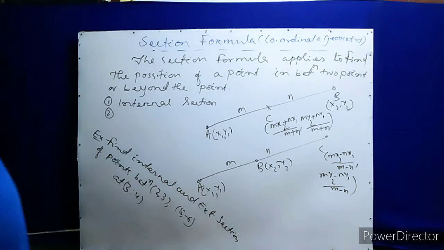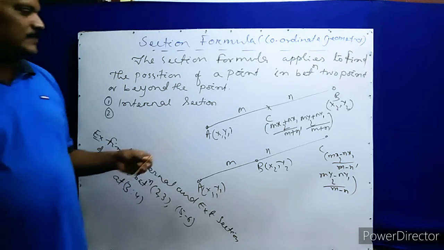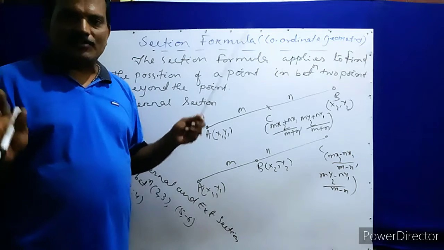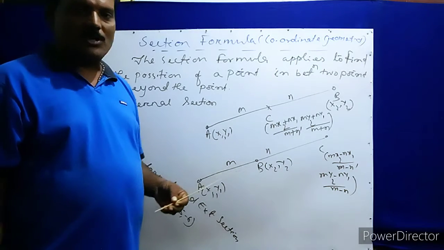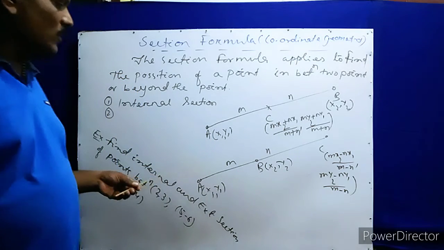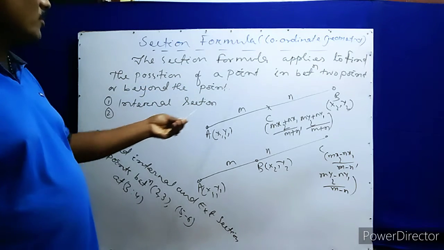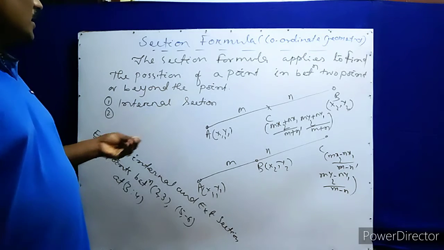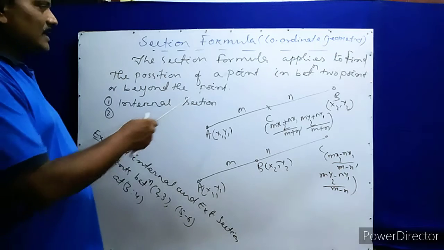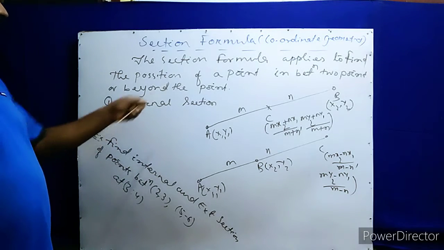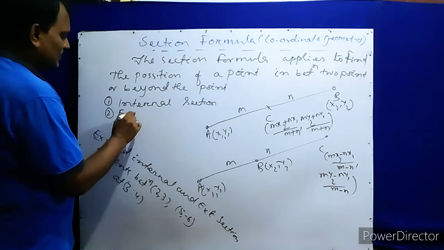So there are two sections. One is the external section, second is the internal section. Internal section means in between the 2 points we have to find a point. External section means beyond the 2 given points we have to find another point, with a definite ratio. So the section formula applies to find the position of a point in between the 2 points or beyond the points. According to the position of the point, the section formula is classified into internal section and external section.